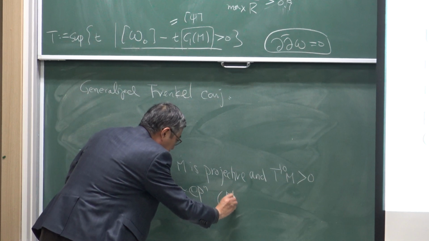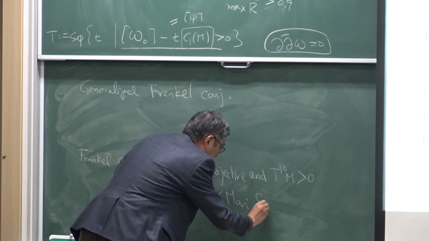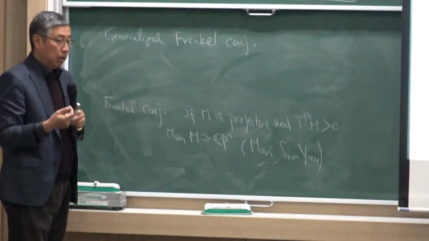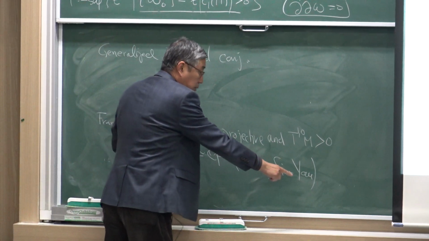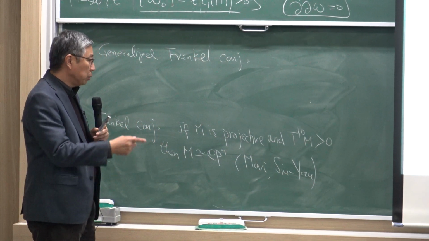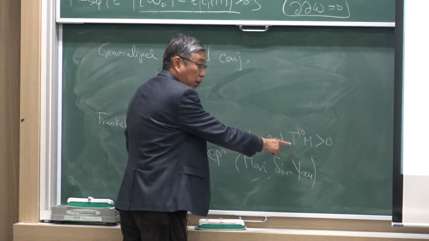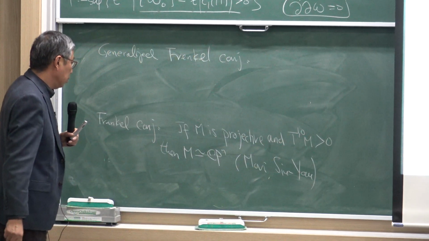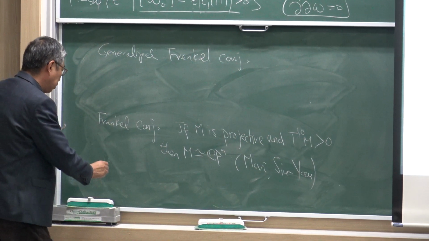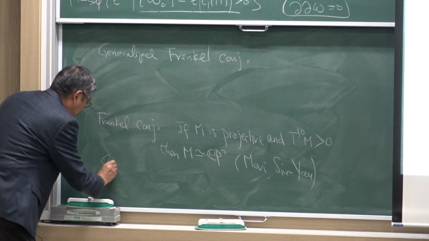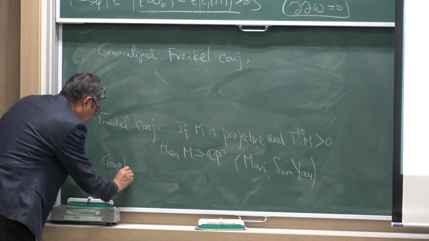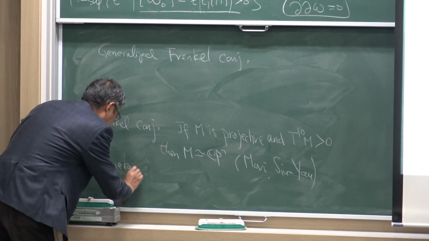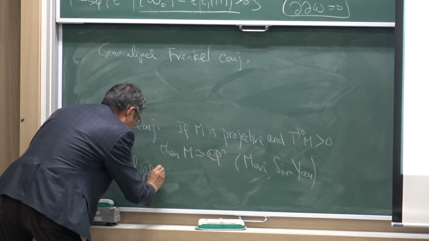This was proved by Mori and by Siu and Yau. Mori used the algebraic method, and Siu and Yau used the differential geometric method. But of course, Siu and Yau need to assume there's a metric of positive bisectional curvature. That condition is stronger than this. Now the generalized Frankel conjecture.